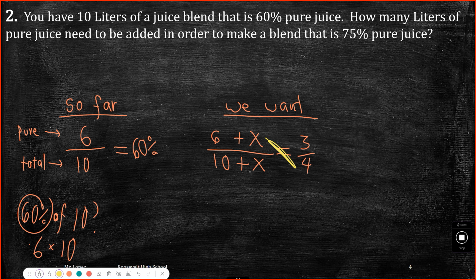So multiply like this. 4 times 6, 24. 4 times x is 4x. 10 times 3 is 30. 3 times x is 3x. And you can do this again quickly in your head. Move that 3x over this way, move that over. X equals what? 6. Yes? Yes? 6 liters.